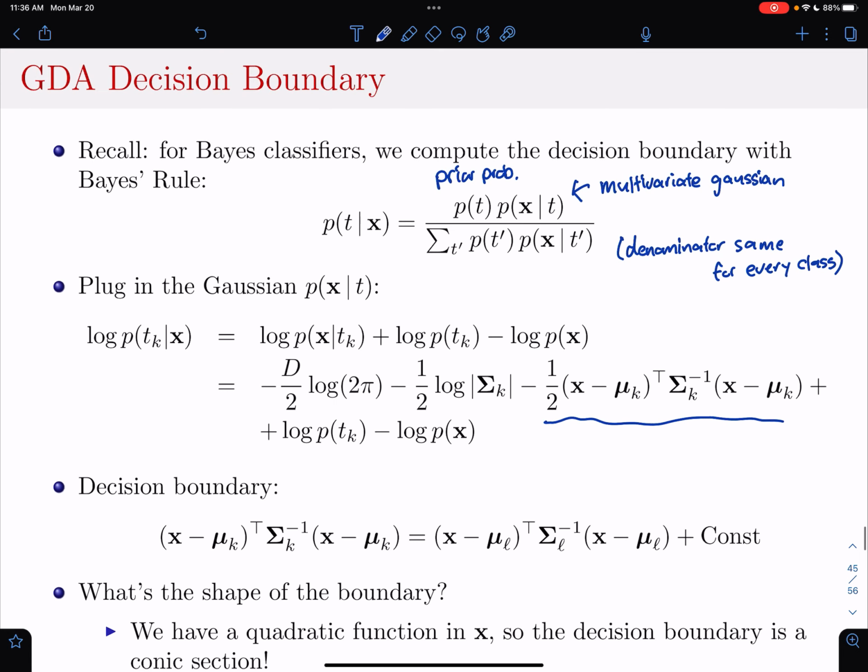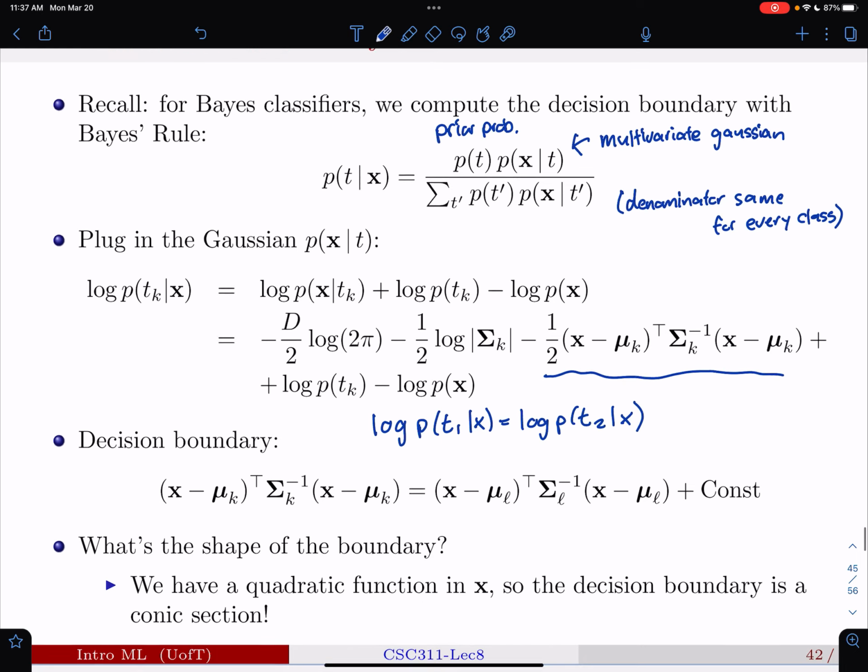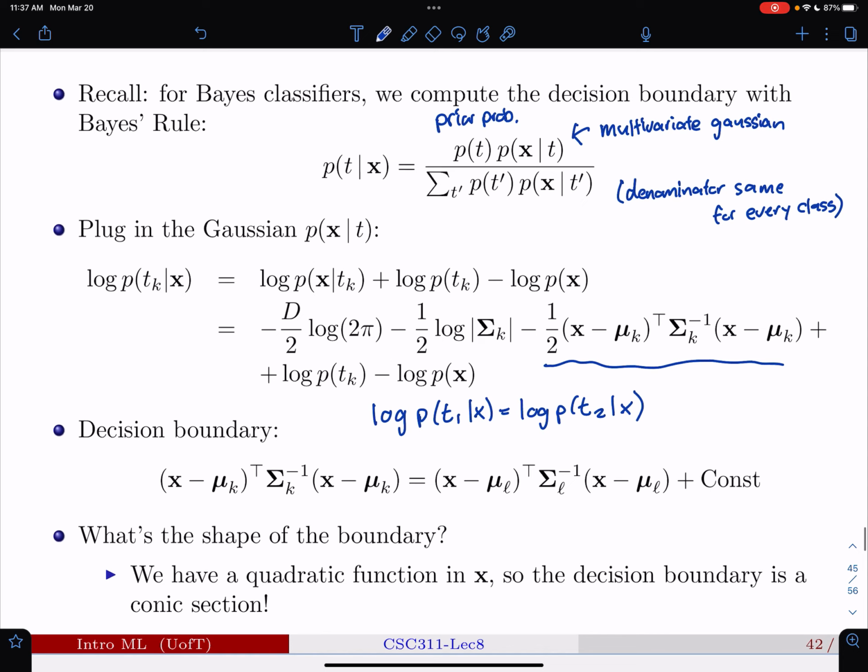In general, our decision boundary is going to be where the probabilities are equal, right? So we want to find where log probability of T1 given x is equal to log probability of T2 given x. That's the decision boundary where you classify one class, spam, on one side and non-spam on the other side. If you solve this expression, some of the terms cancel and you're left with mainly just the quadratic form expressions. So as a function of x, you have quadratic terms of x.